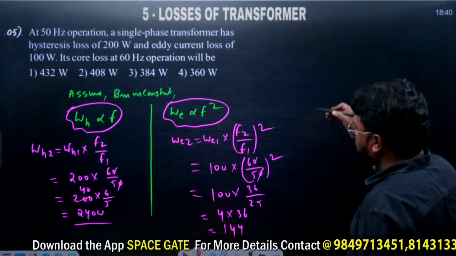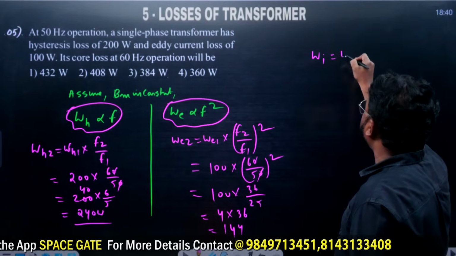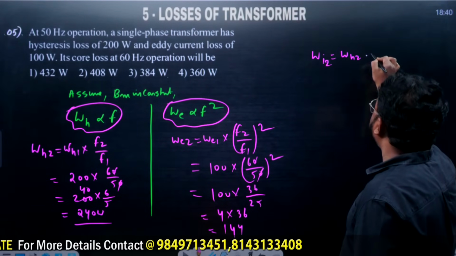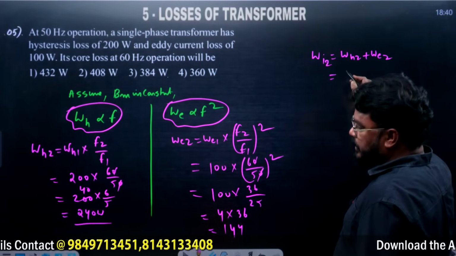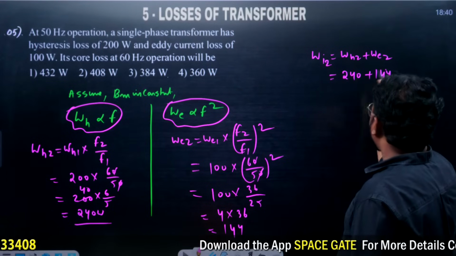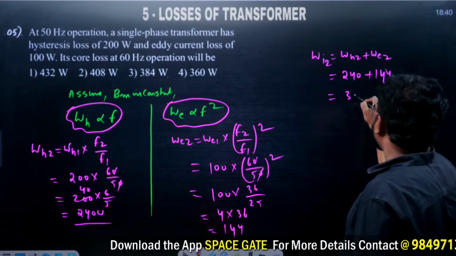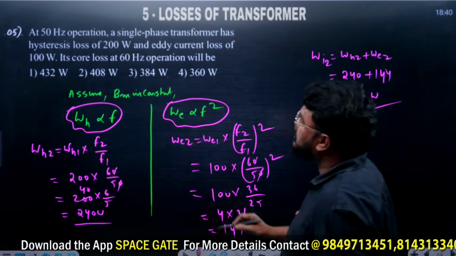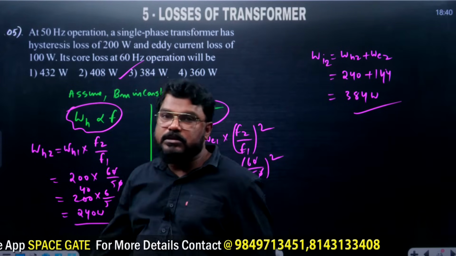144 plus 240. So the total iron loss WI2 is WH2 plus WE2, so it is equal to 240 plus 144, which is 384 watts. So the answer, 384 watts, is the correct one.